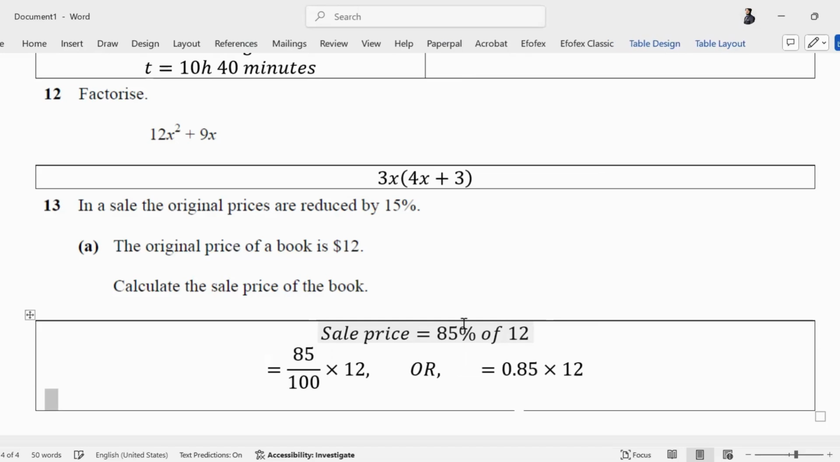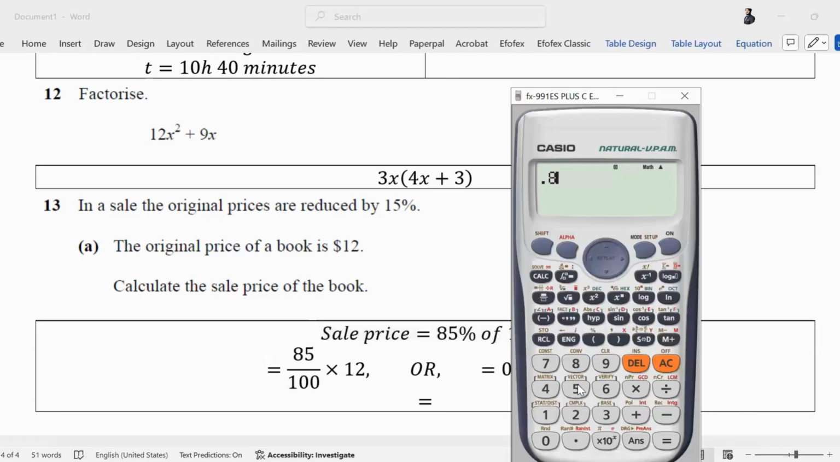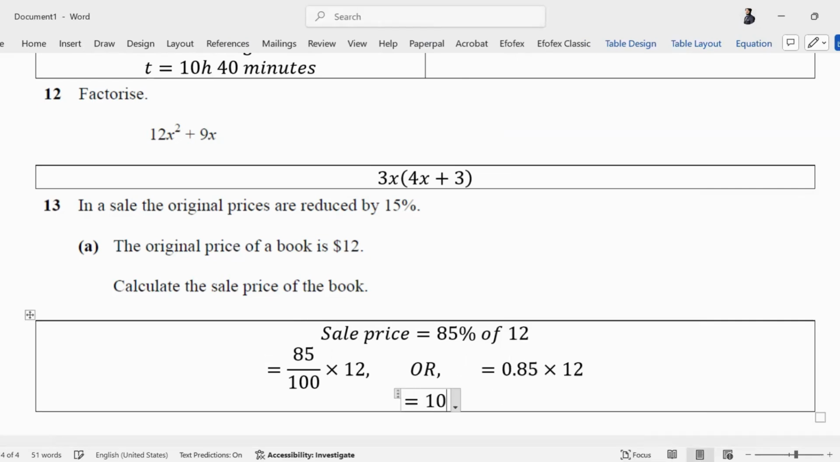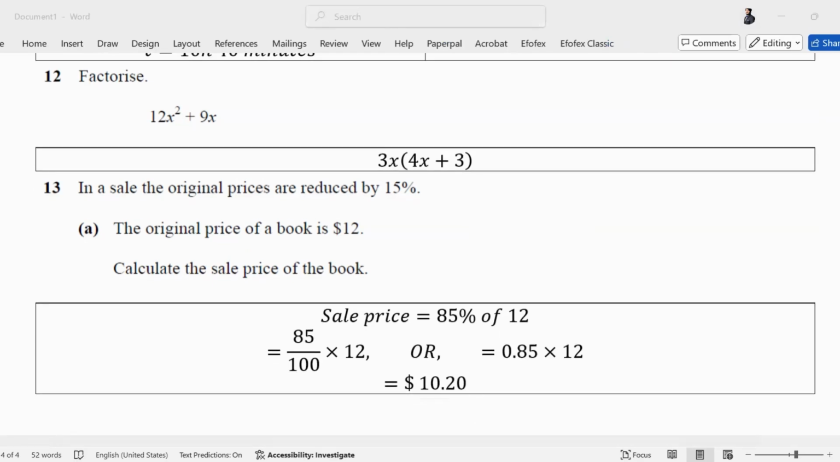You need to put it in the calculator. It will give you the answer. So 0.85 of 12 is basically $10.20. 10.2 is good enough, but just because it's currency, trying to follow the format of currency, that is why I've written it to two decimal places.